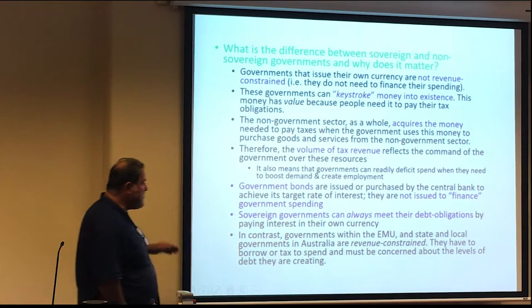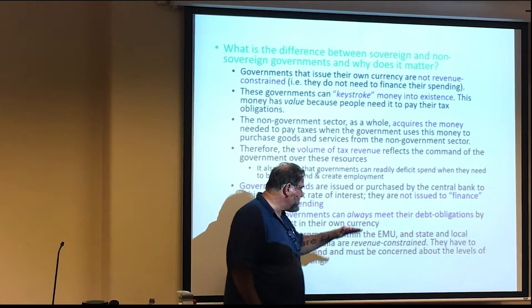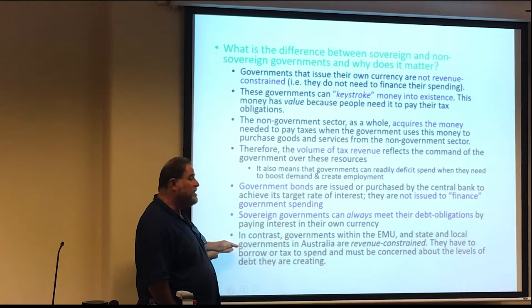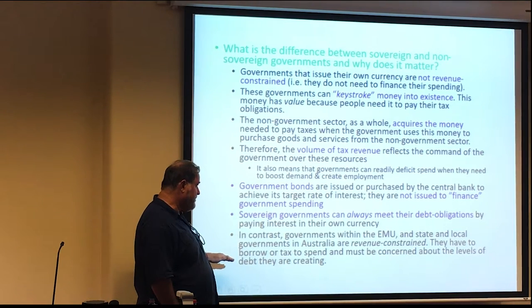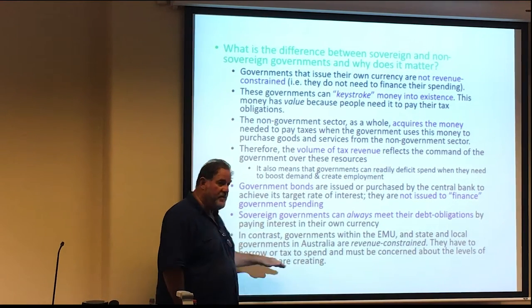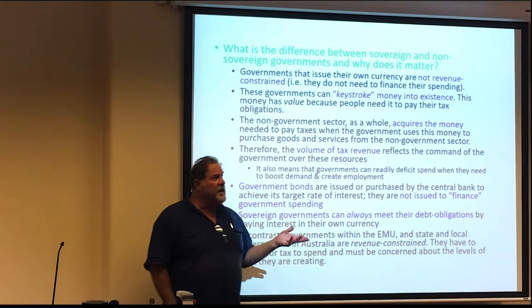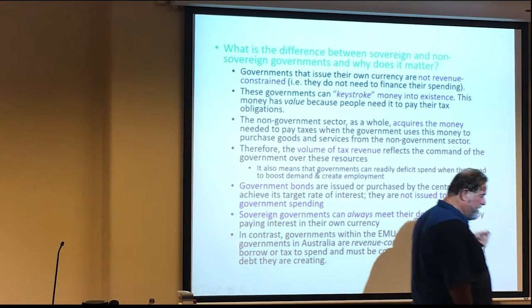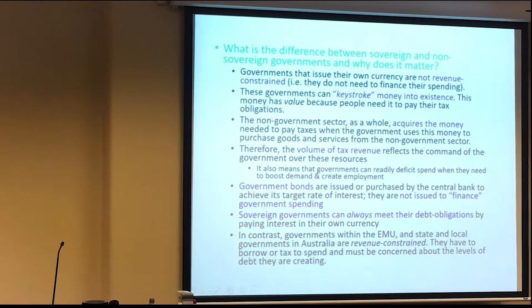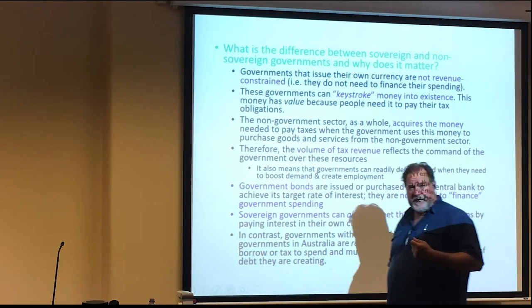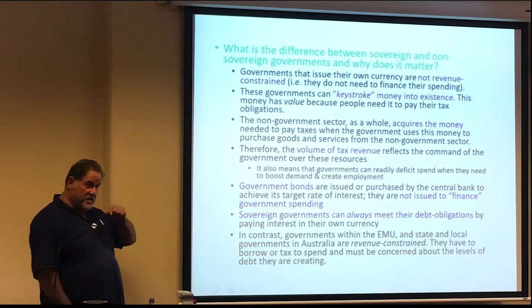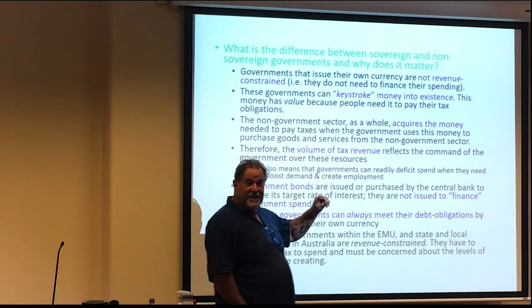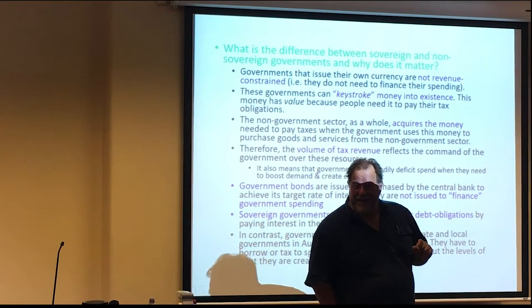So, governments within the European Monetary Union, and also in Australia, state and local governments, are revenue constrained. That means they have to borrow or tax to spend, and always have to be concerned about the levels of debt they're creating. When I worked in the 1980s for the Department of State Development and Technology in South Australia, one of the things that everyone used to get nervous about was when the ratings agencies, Standard & Poor's and Moody's, would assess the government's financial position and rate government debt. Was it AAA? Was it AA?